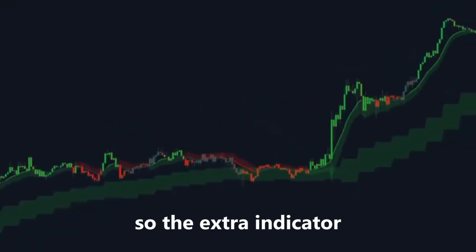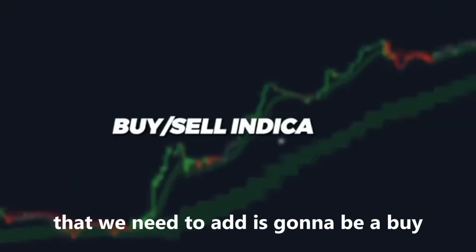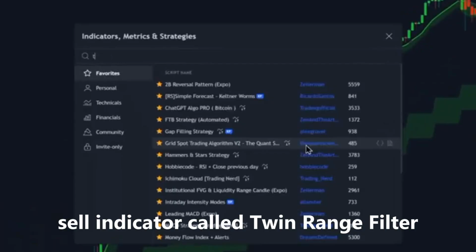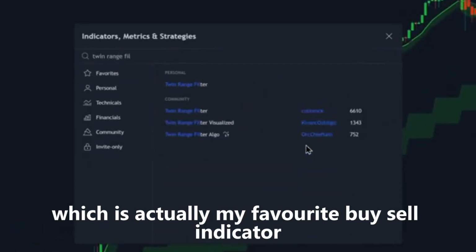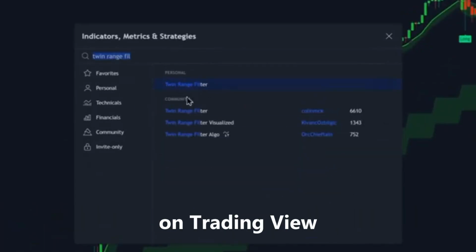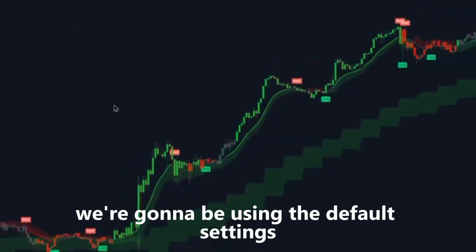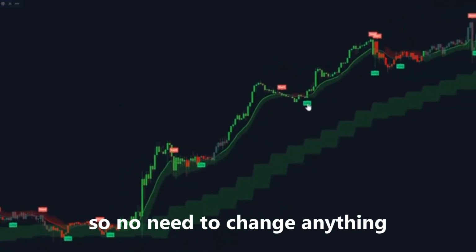So the extra indicator that we need to add is going to be a buy-sell indicator called Twin Range Filter, which is actually my favorite buy-sell indicator on TradingView. We're going to be using the default settings, so no need to change anything.